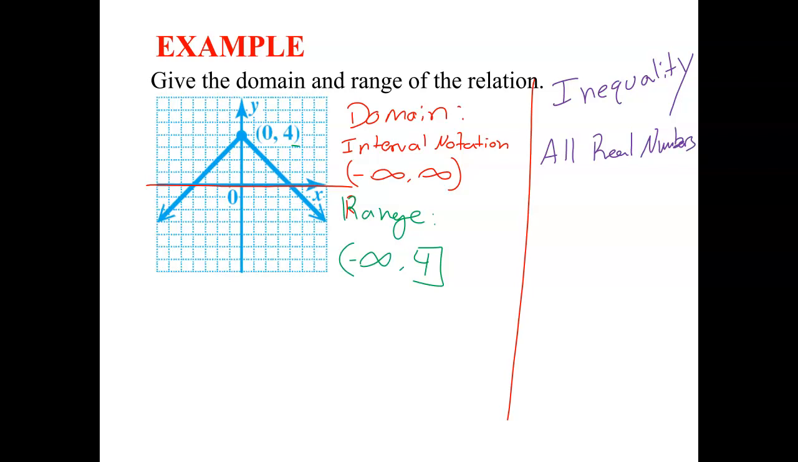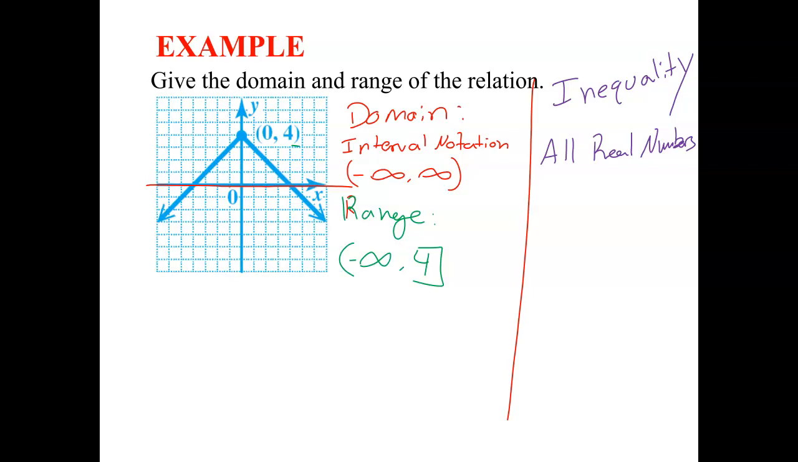All real numbers for negative infinity to positive infinity. Most of our functions will have a domain of all real numbers. Not all of them, but most of them. Range is where it varies. Okay? Sometimes we'll have a range of all real numbers. Sometimes we won't. Just depends on the graph. Okay? So I have a range of negative infinity to 4. All right? And so I have all values less than or equal to 4.